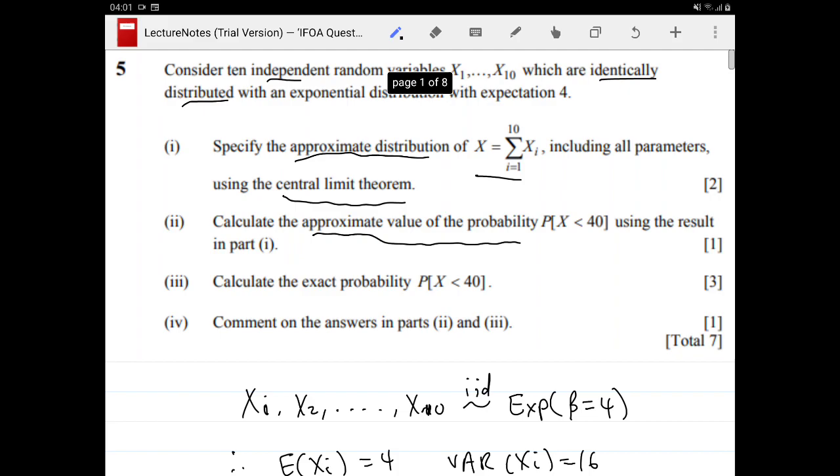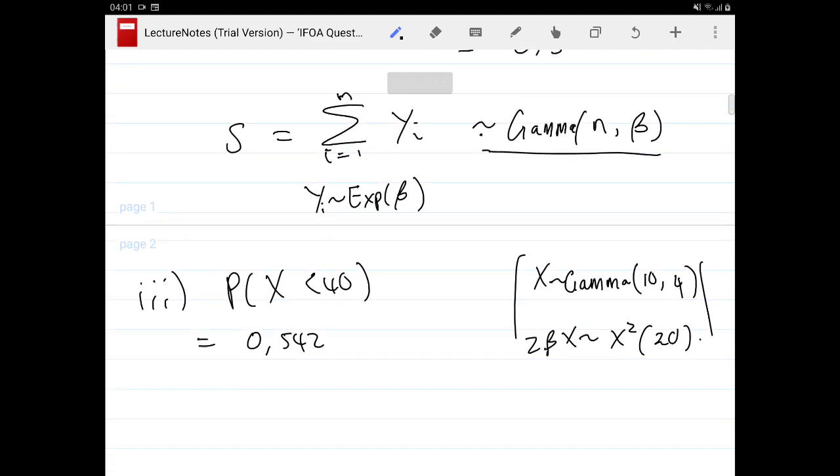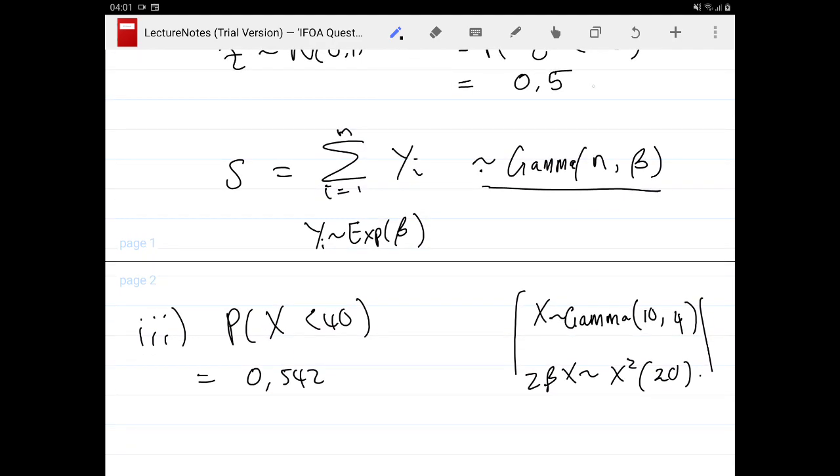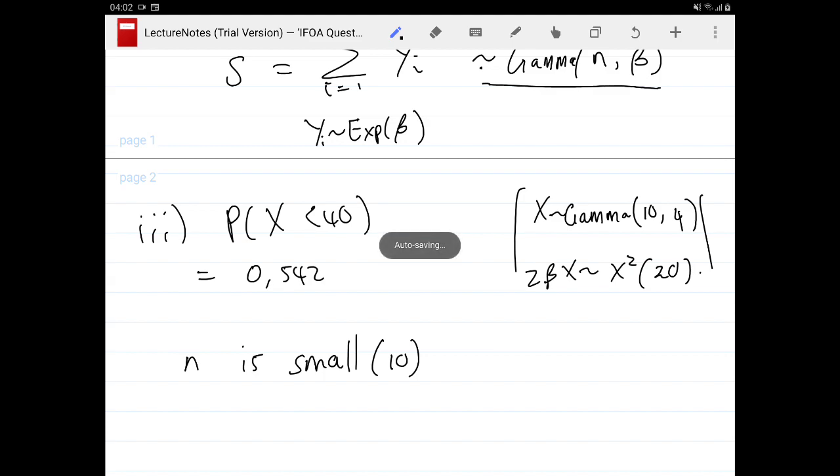And then question 4 is comment on the answers in part 2 and 3. So here we can see that in our normal approximation we've got 0.5, and in our exact probability we've got 0.542. So our n value is not very large. It's small, it's only 10. Most of the time when we use the central limit theorem, your n is going to be much larger than that, 30, 40, 50, 100, more than that.